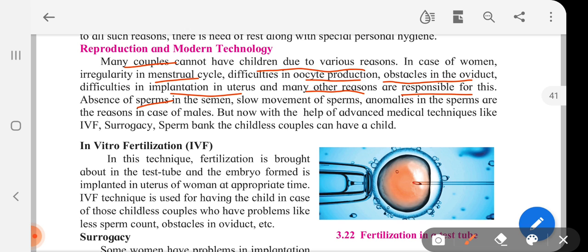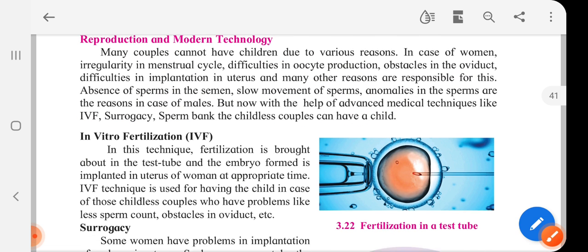Absence of sperms in semen, slow movement of sperms, and anomalies in sperms are the reasons in the case of males as well. So women have some reasons as mentioned over here, and even in the case of males there are some reasons. Now with the help of advanced medical techniques like IVF, surrogacy, and sperm bank, childless couples can have a child. So there are technologies, let us understand them one by one.